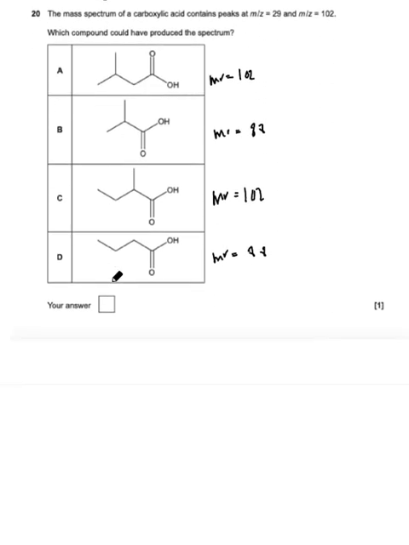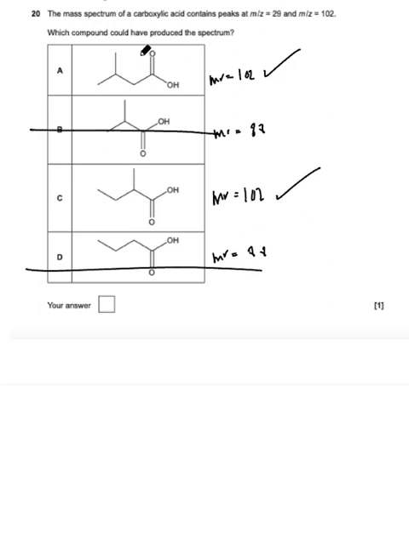So, final question. The mass spectrum of a carboxylic acid contains peaks at m/z 29 and m/z 102. Which compound could have produced this spectrum? Okay, so the first thing is you have to determine the peaks. The first thing I would do is always work out the MR, because it really helps a lot. If we work out the MR, we can say this is 102, so that causes that peak, and this is 102, and that would cause that peak. But we don't have 102 from B and D. We only have 88 as the maximum MR, so it cannot be 102, and so it cannot be B and D. That eliminates 2.